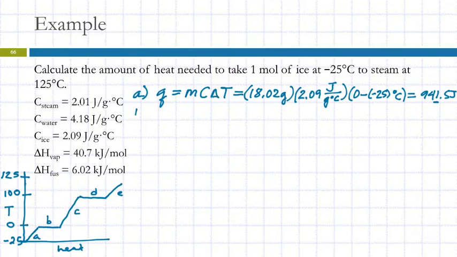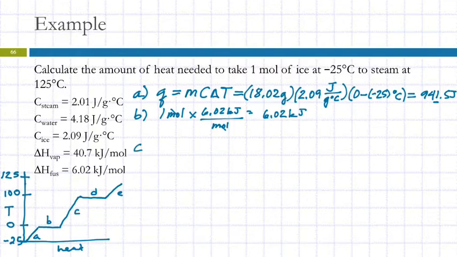The second segment is a horizontal line. That's just the ice melting, so I need the heat of fusion. I've got 1 mole of ice, and I'm going to multiply by the heat of fusion, 6.02 kilojoules per mole. Moles cancel out. And so that's going to be 6.02 kilojoules of energy to melt the ice.